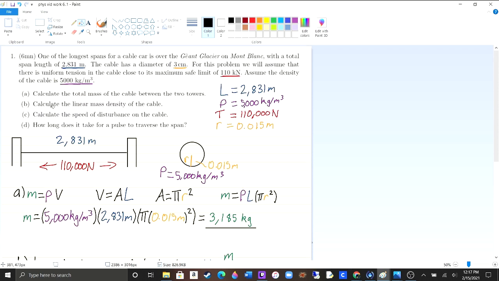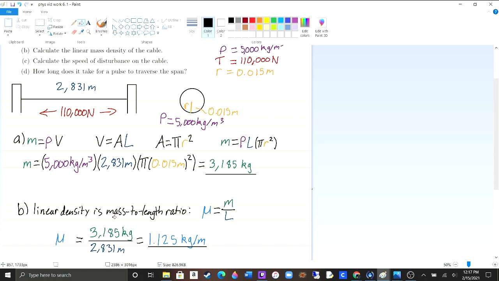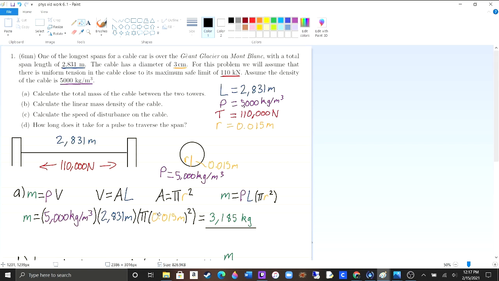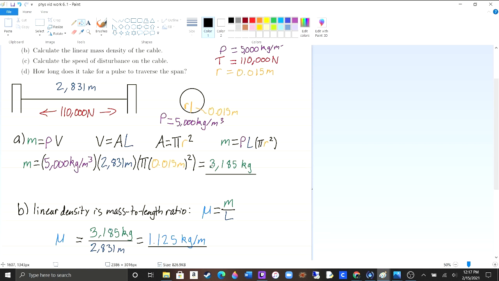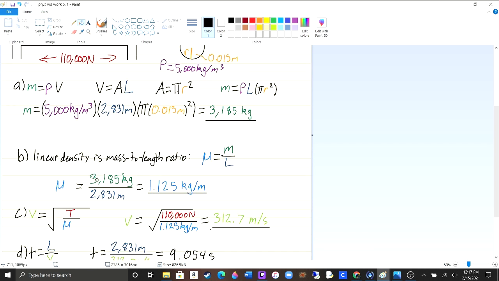And for part B, we're calculating the linear mass density of the cable. So linear mass density is the mass to length ratio. So it's the mass of a meter long section of the cable. So we do that, we take our mass that we found earlier, and we divide it by our length. So 3,185 kilograms divided by 2,831 meters, and that gives us 1.125 kilograms per meter for the linear density.